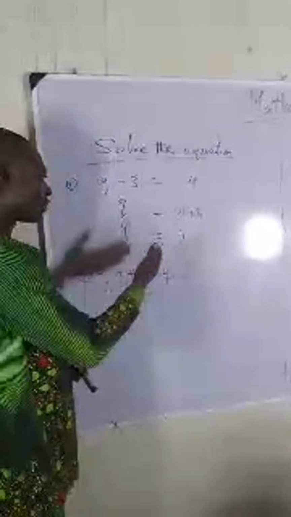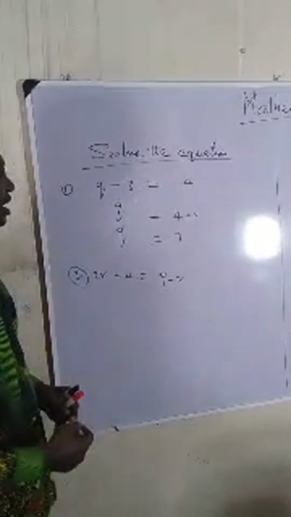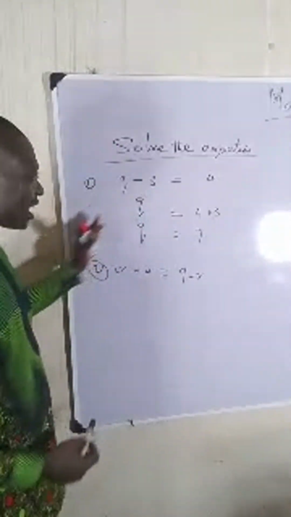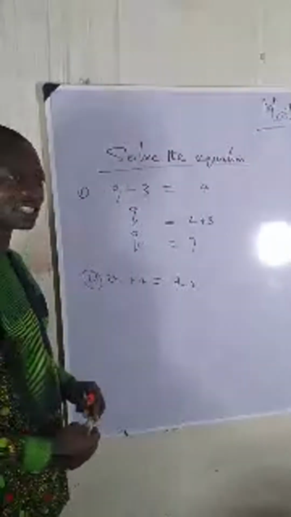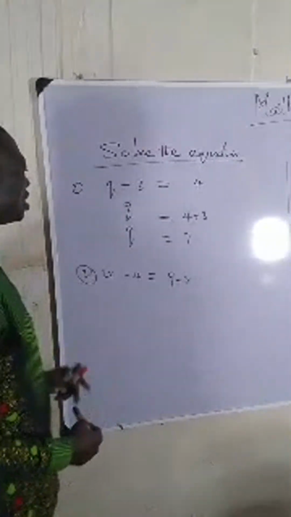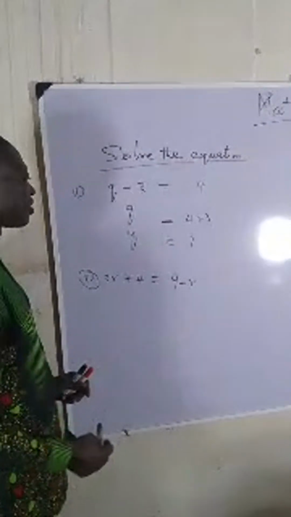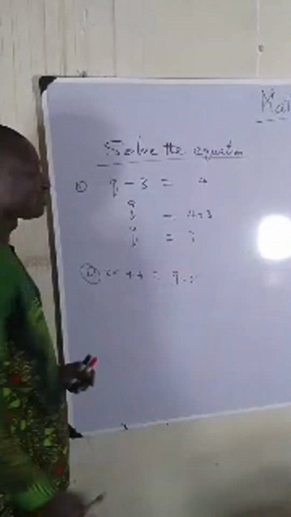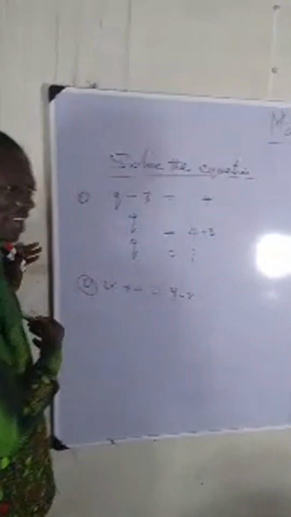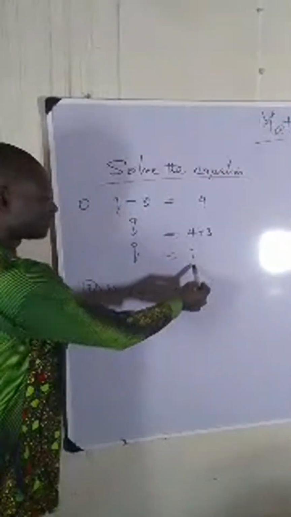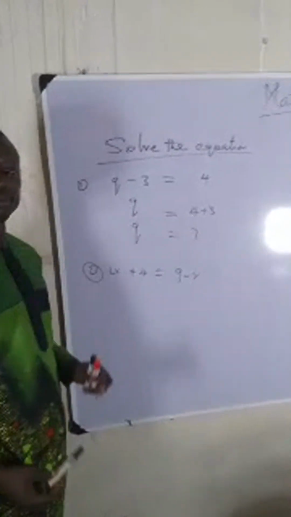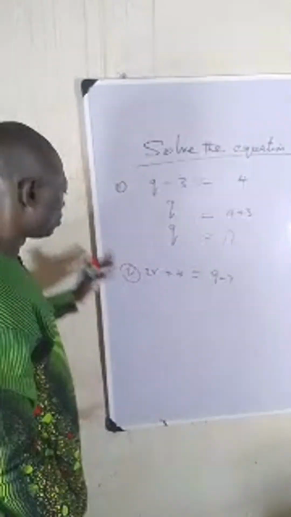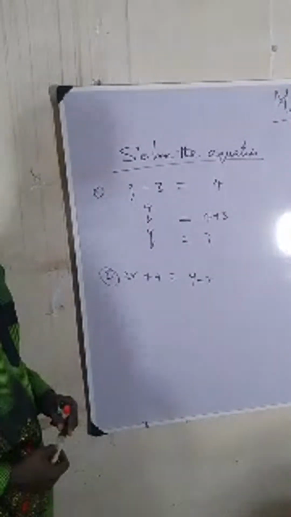Remember, when we're collecting like terms and the number or a letter changes from left hand side to right hand side, or from right hand side to left hand side, the sign will change. And that's what we have done here. When we now have 4 plus 3, then Q on the left hand side now becomes 7, since 4 plus 3 is 7. Yes, we want to use the same way to solve question number 2.